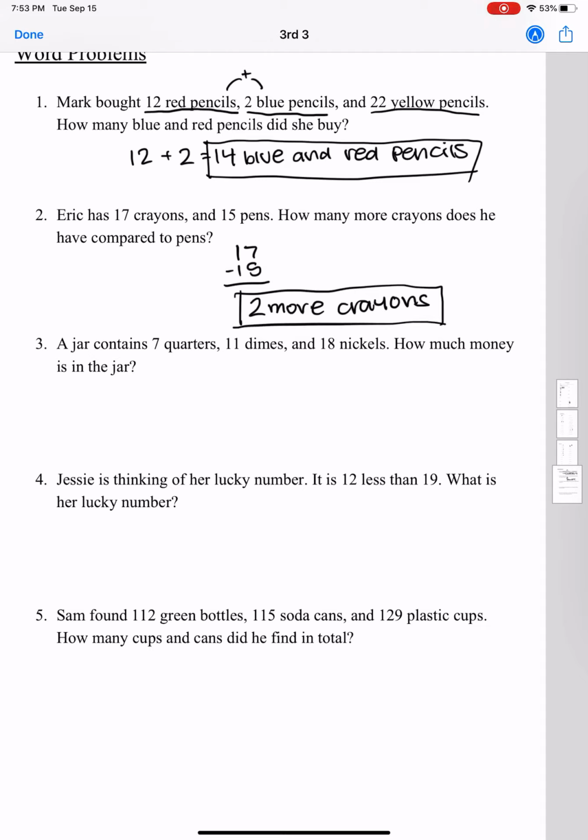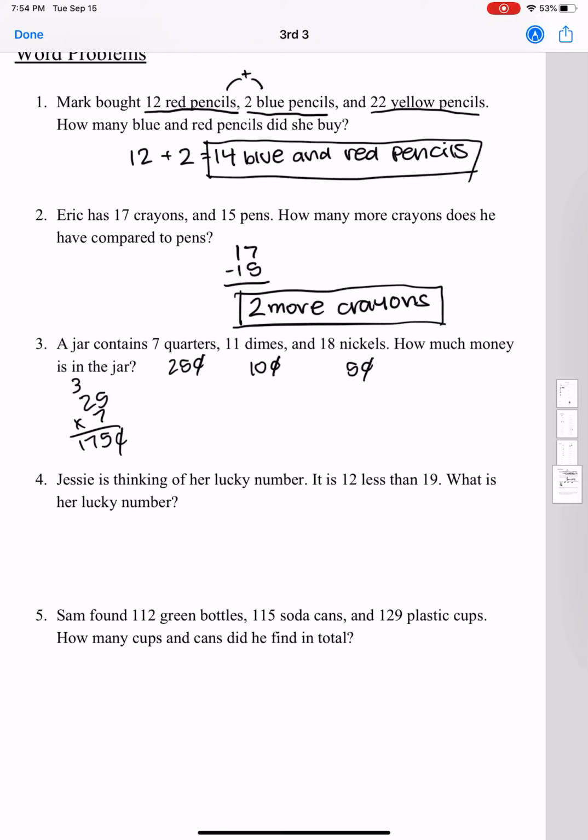Okay, a jar contains 7 quarters, 11 dimes, and 18 nickels. How much money is in the jar? Okay, so for this one, quarters equal 25 cents each. Dimes equal 10 cents. And nickels equal 5 cents. So if there are 7 quarters, each equal 25 cents, then you would do 25 times 7. 5 times 7 is 35. Bring the 3 up. 7 times 2 is 14. 14 plus 3 is 17. So that would make 175 cents.